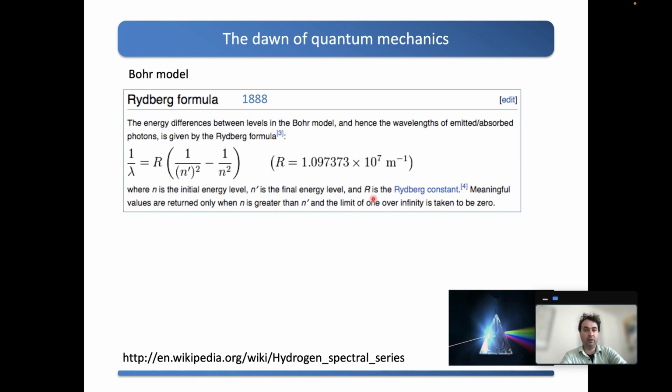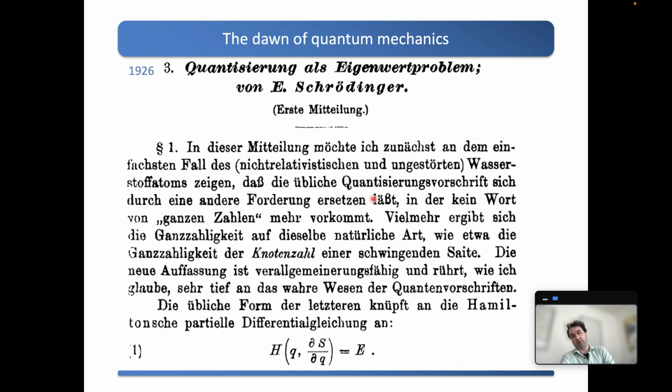Then Rydberg, working on numerology, found a very simple formula to cast all these spectral lines into, of course still without any understanding of where it comes from. And that's where Erwin Schrödinger started to do his research. Actually, if you're able to read German, it's still a very nice paper to read.